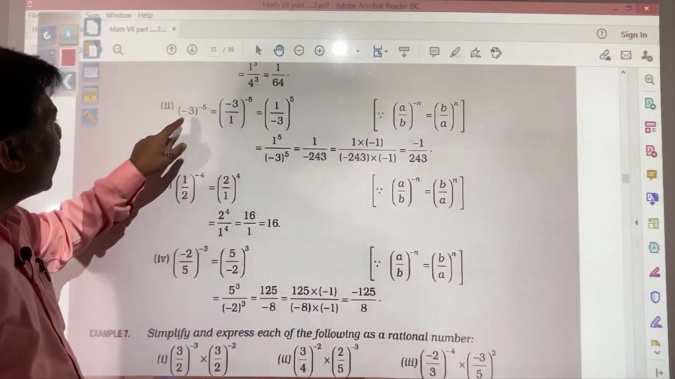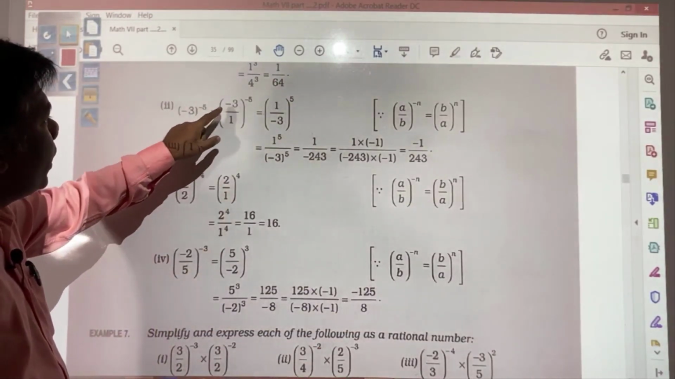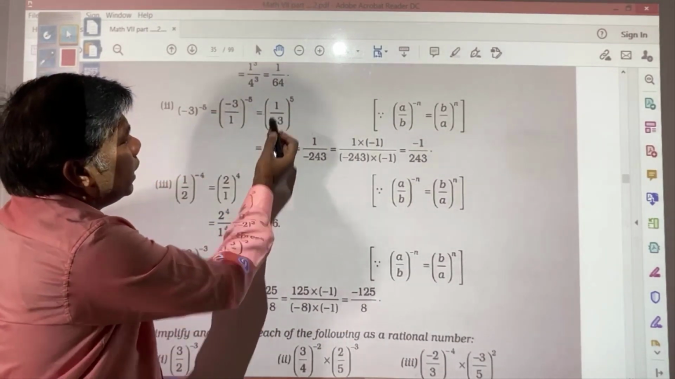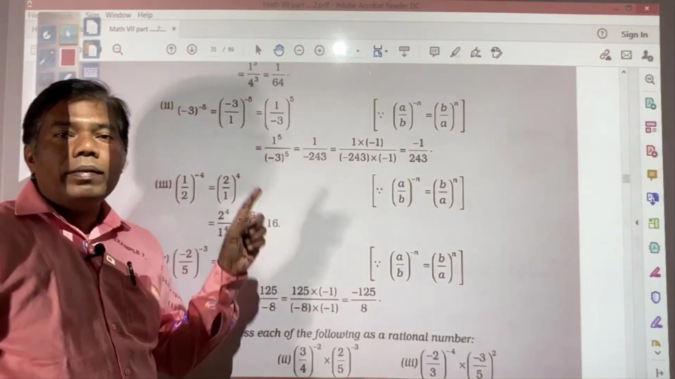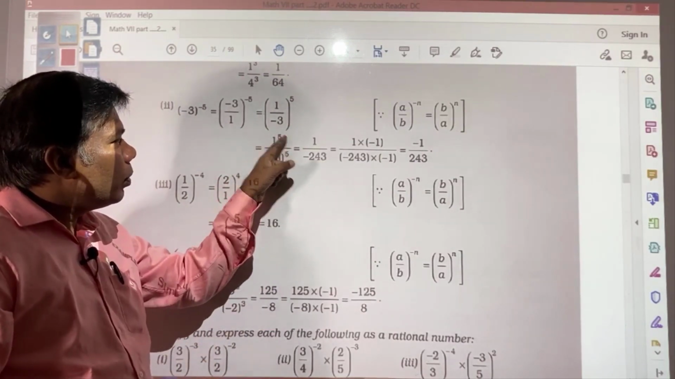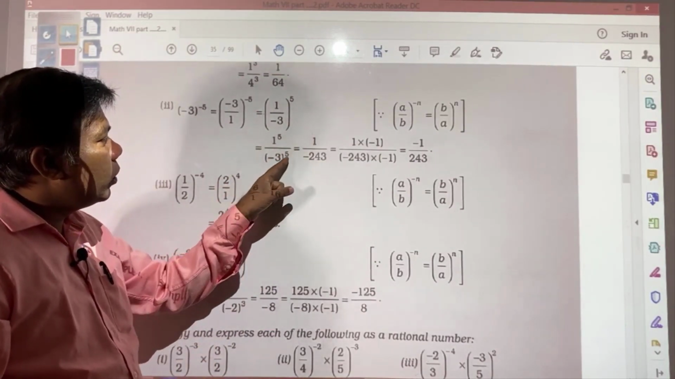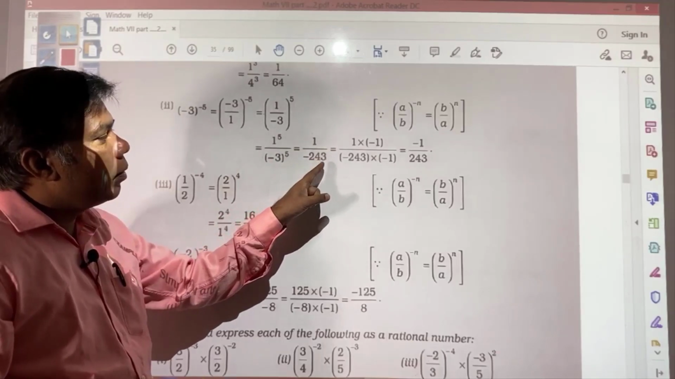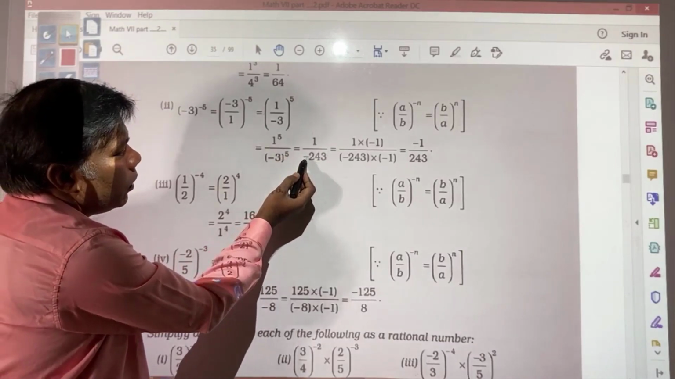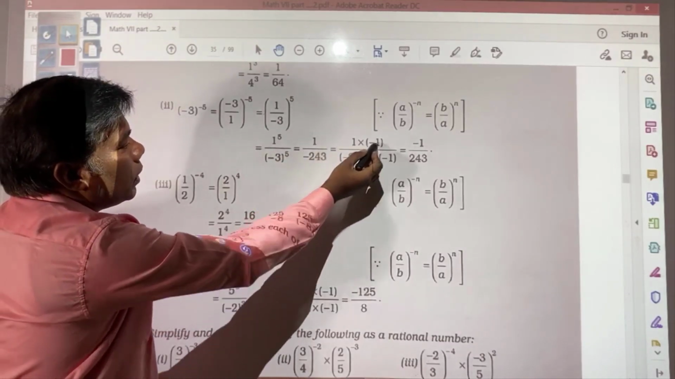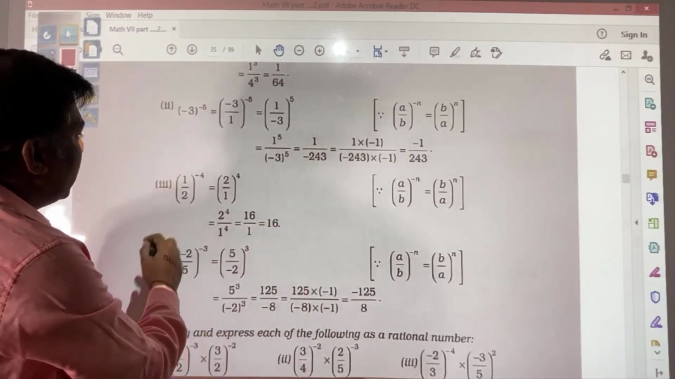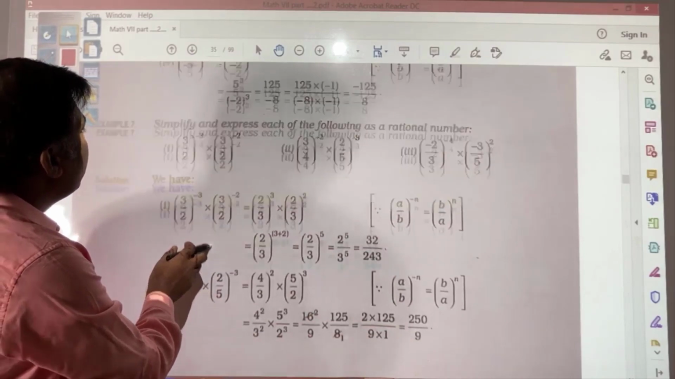In the same way, (-3)^(-5) will be written as 1/(-3)^5. And see, 1/(-3)^5 means 1^5 and (-3)^5. 1^5 we have got 1, and (-3)^5 we have -243. And in standard form, if you want to write, here you have a minus sign, so it is required to be multiplied by -1, and finally you will get -1/243. In the same way, this also has been solved.